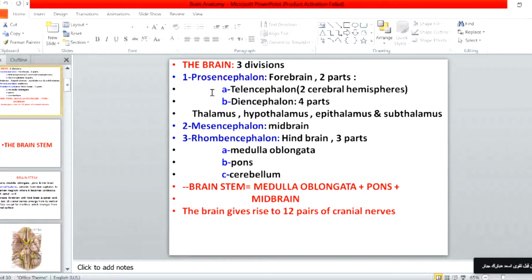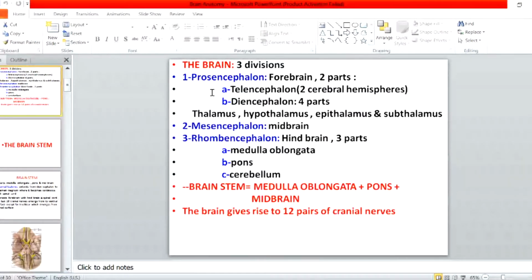Then the other part of it, between the 2 cerebral hemispheres, is the diencephalon. And the diencephalon, again, is formed of 4 parts: thalamus, hypothalamus, epithalamus, and subthalamus. The midbrain is the smallest part of it, and this is called mesencephalon. Mesen means mid, in the middle. This is the smallest part, which lies between the forebrain and the hindbrain.